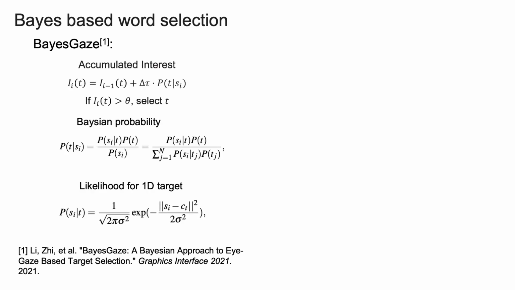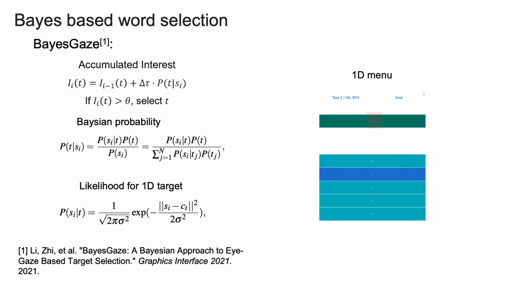For word selection by eye gaze, we consider a word as a target. Our target selection method was extended from the prior work, Bayesian Gaze. Given a sampling point of the gaze trajectory, Bayesian Gaze uses the Bayes theorem to calculate the posterior likelihood of selecting a target, and accumulates the probabilities weighted by the sampling interval. Bayesian Gaze was implemented for one-dimensional menus. Here's an example of Bayesian Gaze.